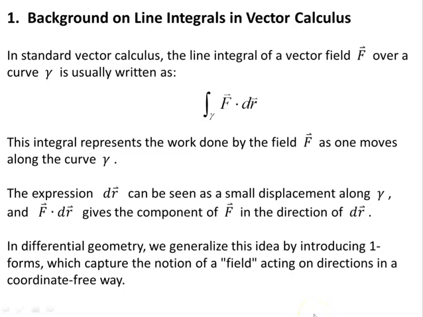Alright, so just a little bit of background. In standard vector calculus, a line integral of a vector field f over a curve gamma is usually written as the integral along gamma of f dot dr. Now this integral represents the work done by the field f on some particle as that particle moves along the curve gamma. You could think of it that way. Now the expression dr can be seen as a small displacement along gamma, and f dot dr gives the component of f in the direction of r.